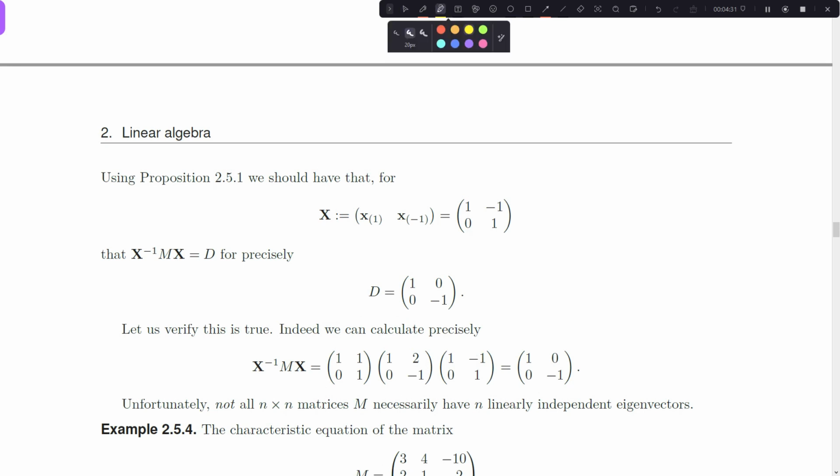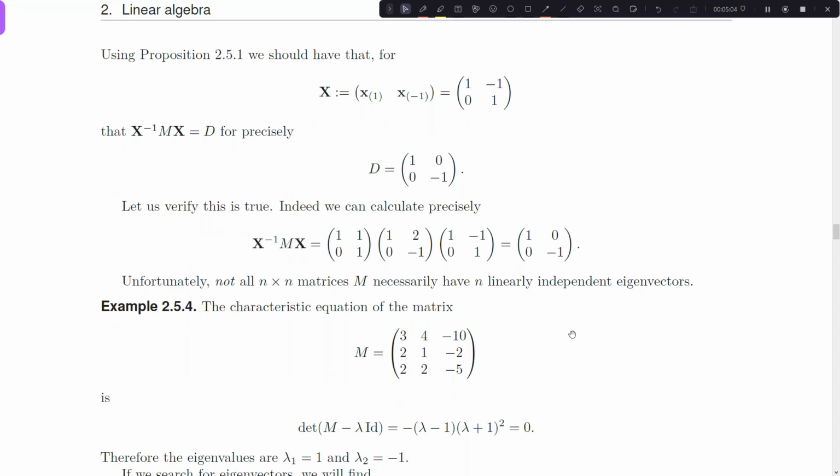All right, so here's probably the important thing about this section, and I don't think it's stressed enough. Unfortunately, not all n by n matrices necessarily have n linearly independent eigenvectors. This is the entire reason why we have linear algebra as a whole. If we could diagonalize everything, then we could actually solve basically all problems. So this is kind of an unfortunate occurrence, and I've provided an example here.